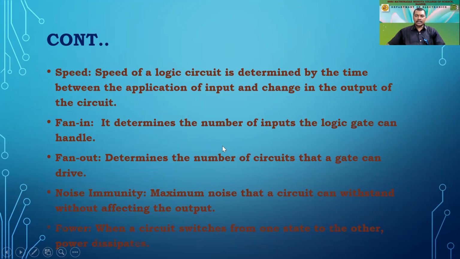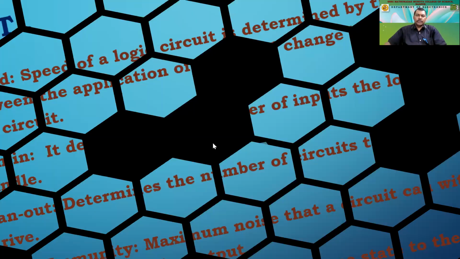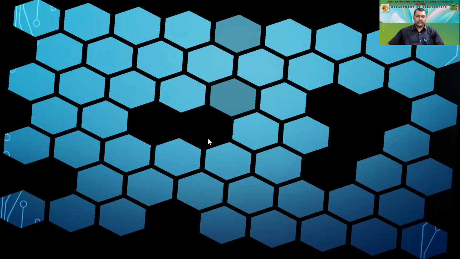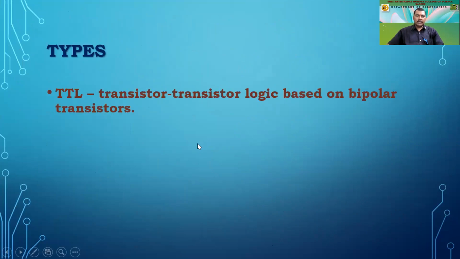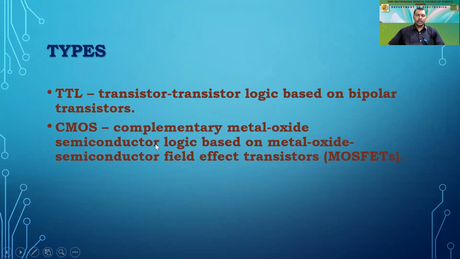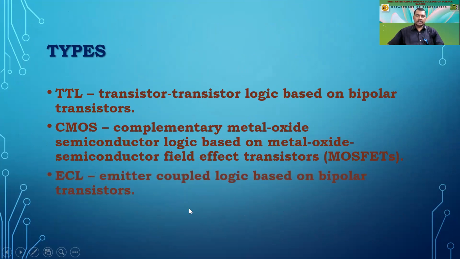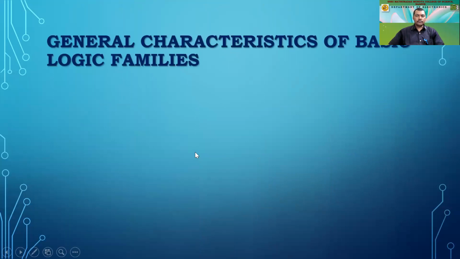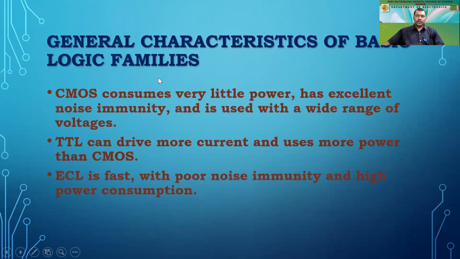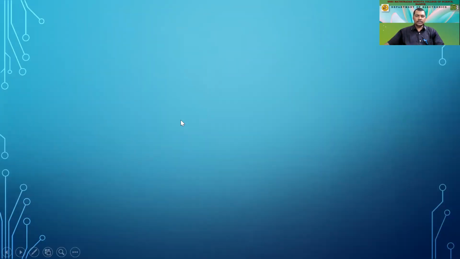So these are some of the characteristics which are essential for any of the basic logic gate families. Types: we have TTL, we have CMOS, then we have ECL, that is emitter coupled logic. CMOS is complementary metal oxide semiconductor, so we are using both P channel as well as N channel, right? Then we have TTL, that is transistor-transistor logic, in which we are using the bipolar transistor. These are some of the characteristics of those logic families.